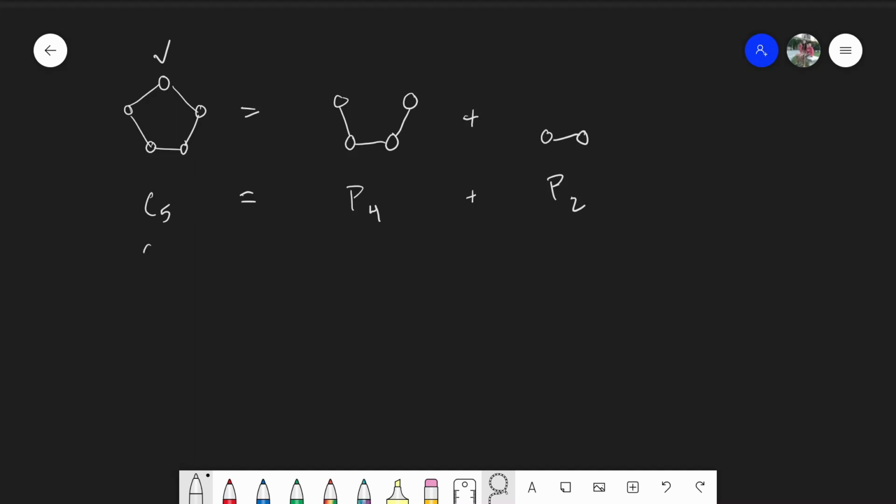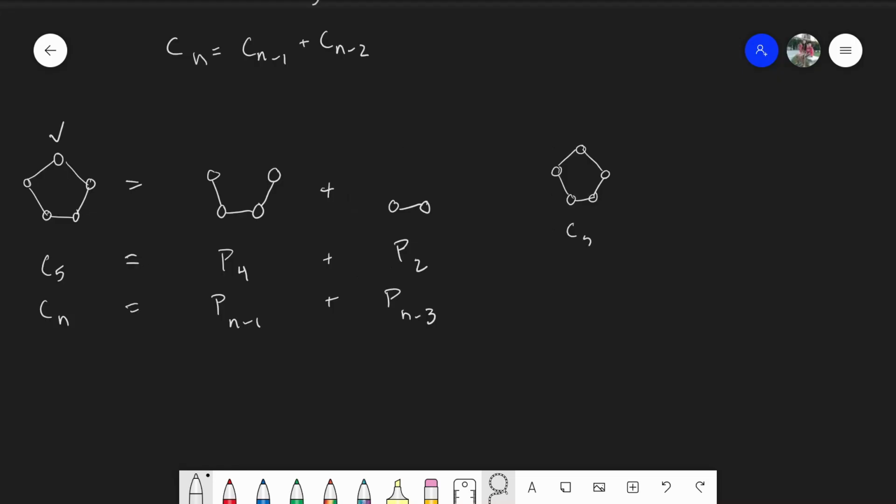Now, this generalizes to Cn is equal to Pn minus 1 plus Pn minus 3. Now, suppose we had a cyclograph of length 5. If we use the edge deletion tool, then we have a path graph of size 5 minus a path graph of size 1. So we generalize this relationship by Cn is equal to Pn minus Pn minus 4.